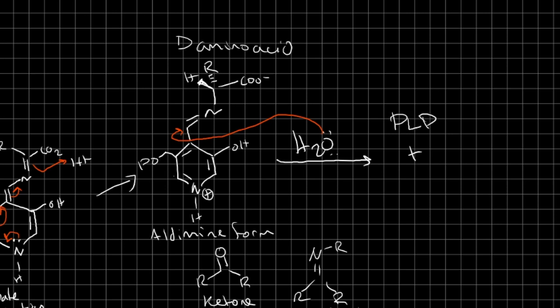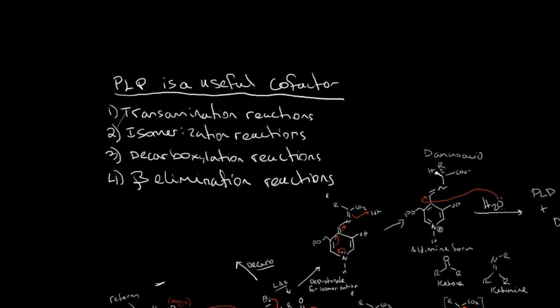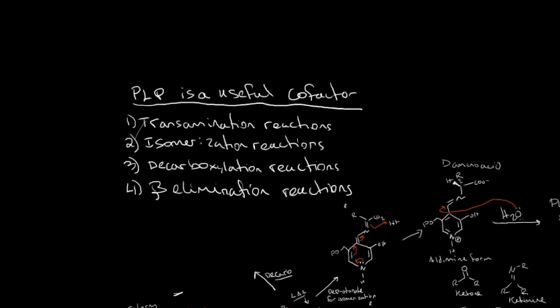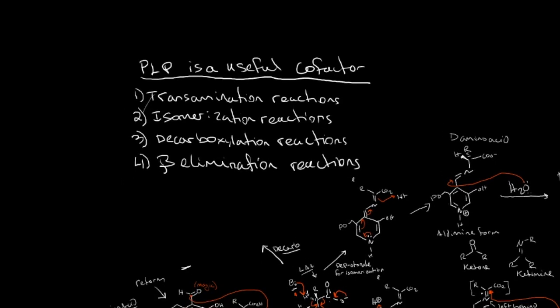Alright, well I think that about covers it. So just to review quickly, PLP is a useful cofactor. It can do transamination reactions, which is what we just went over. It can do isomerization reactions, which we just touched on as well, and then decarboxylation reactions. And then it can do beta eliminations too, which I'm not showing you today, but you can go look it up if you're interested.